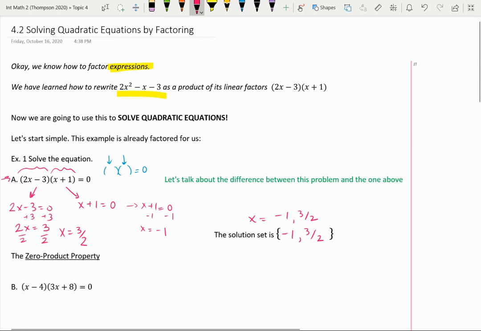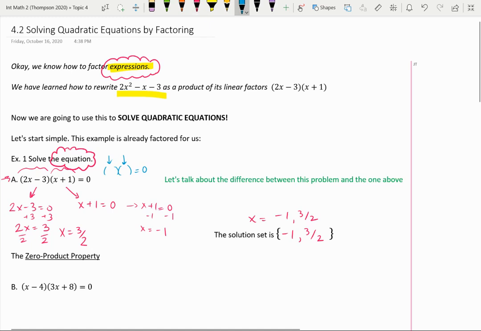So let's talk about the differences between what I just did here in example 1a and what we did above. Above, all we did was factor and rewrite an expression. I can't emphasize this word enough, expression. These are equations, which means they can be solved. Solving, like we discussed in 4.1, is finding the value of the variable. So I can solve an equation. I cannot solve an expression. That's not a thing.